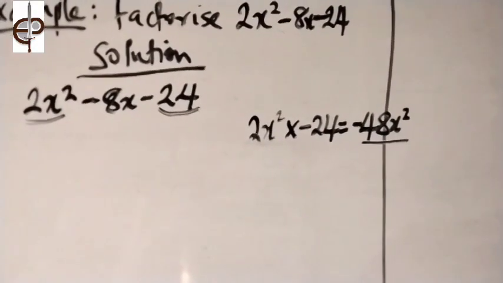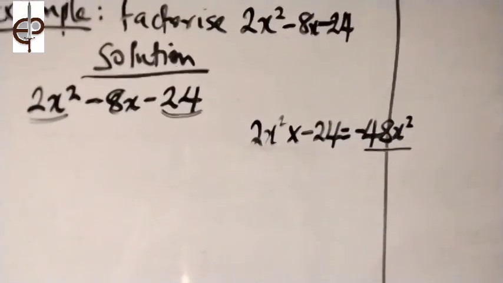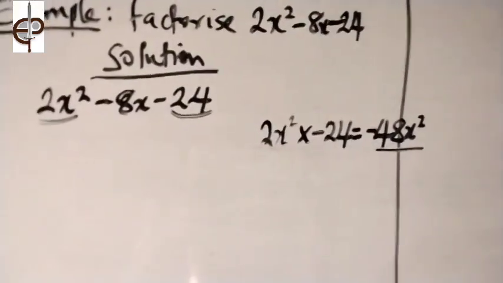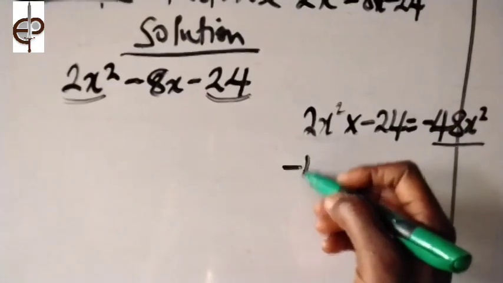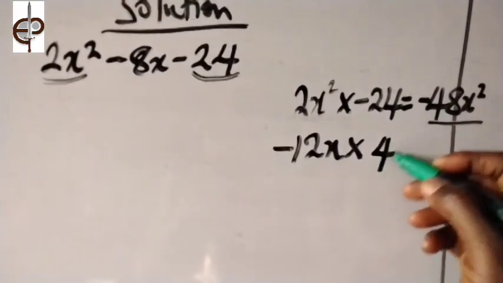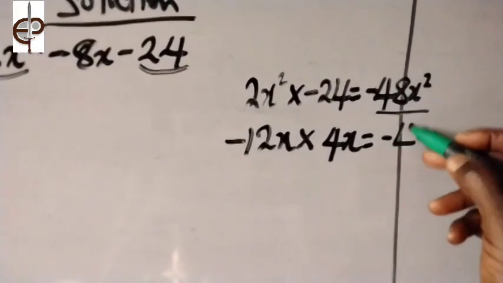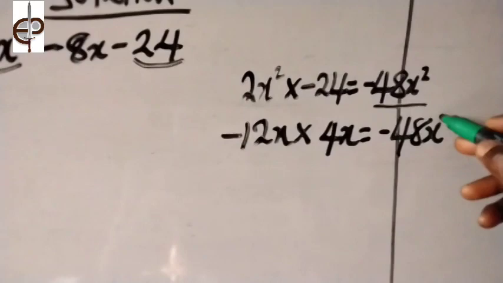6 and 8 can do that. 12 and 4 can do that. So let's take 12 and 4. Let's use minus 12x times positive 4x. And that will yield minus 48x squared.